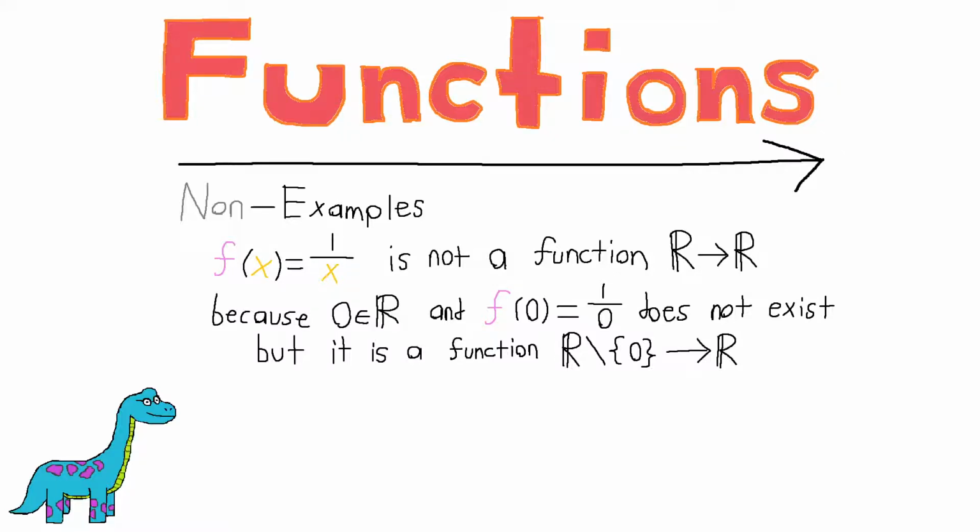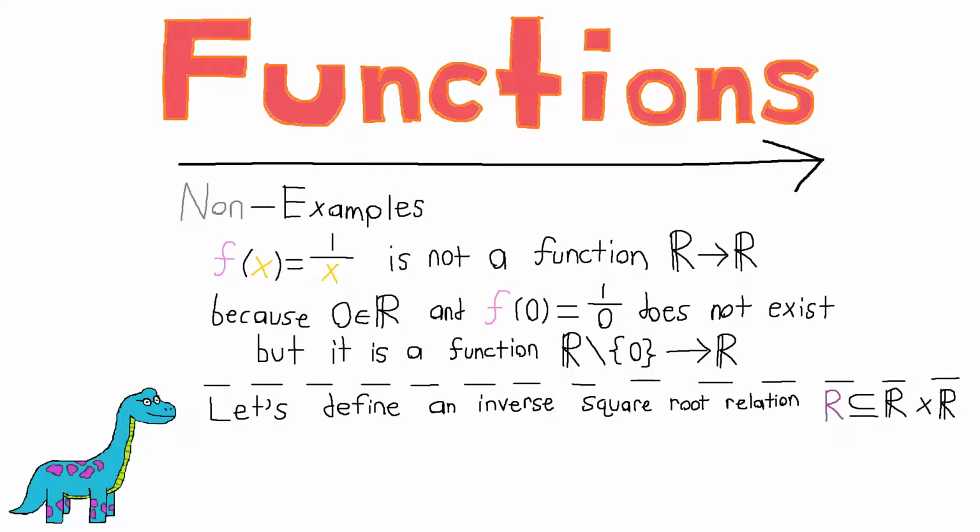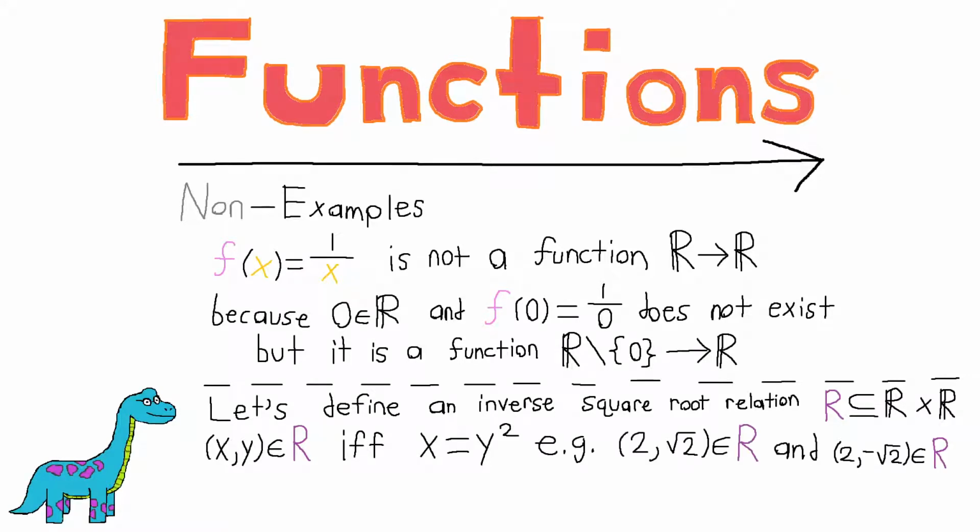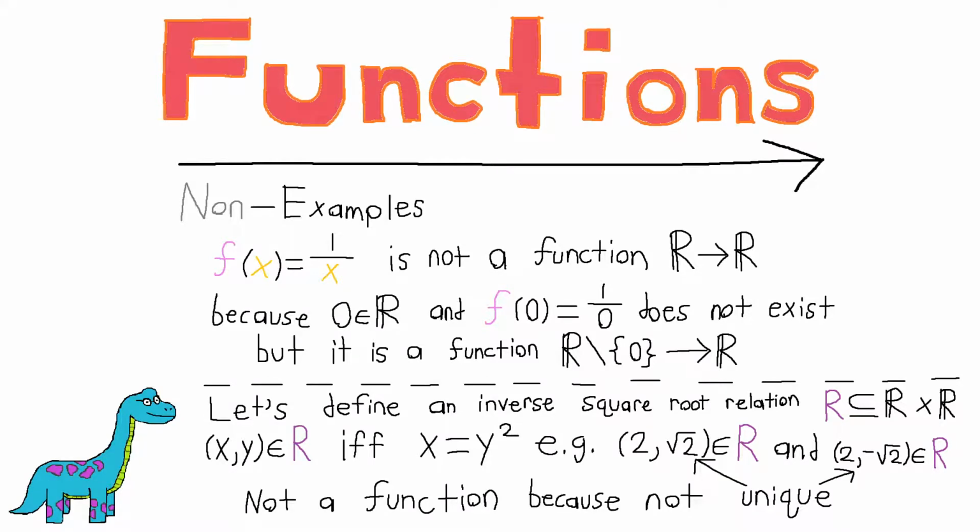Now let's take a look at another non-example. Let's define an inverse square root relation on the real numbers, defined by (x, y) being a pair in the relation if and only if x equals y squared. For example, (2, square root of 2) would be in the relation, and (2, negative square root of 2) would also be in the relation. However, since this relation assigns two different values to x equals 2, we see that this relation can't be a function, because it fails the uniqueness property.